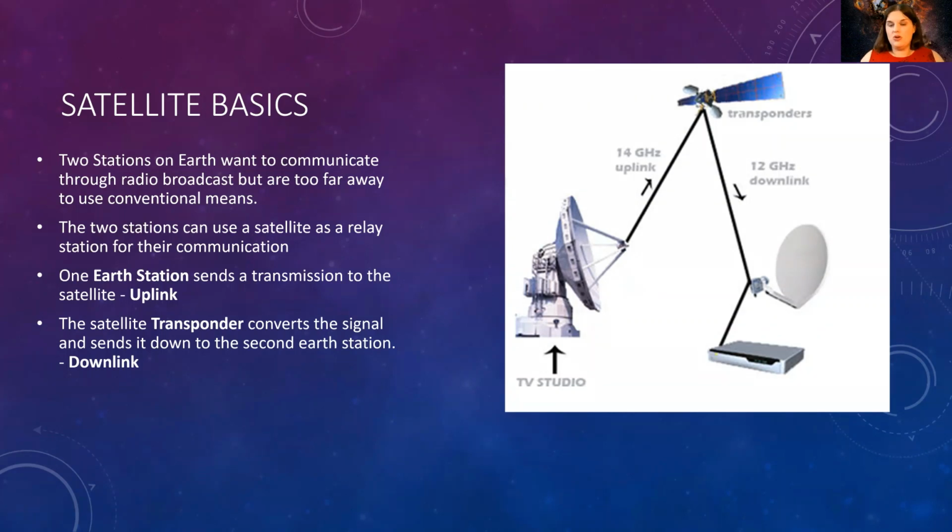So how do they work? The image I have here is a basic television studio to a Dish Network kind of television, because it was the easiest representation I could find. It's a little more complex than that, but here's the basic idea. You have two stations on Earth that want to communicate through radio broadcast, but they're so far away they can't. Since the Earth is curved, sometimes the radio broadcast can't follow along the curve very well, and the signal gets so spread out over the distance that it becomes so faint that you can't hear it.